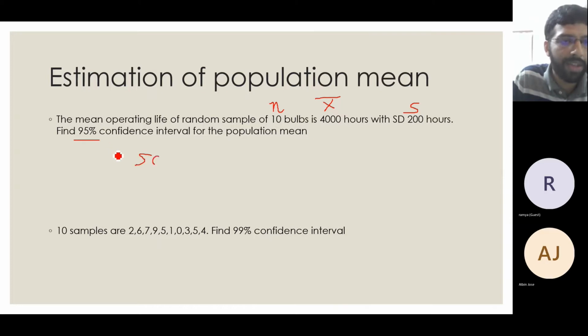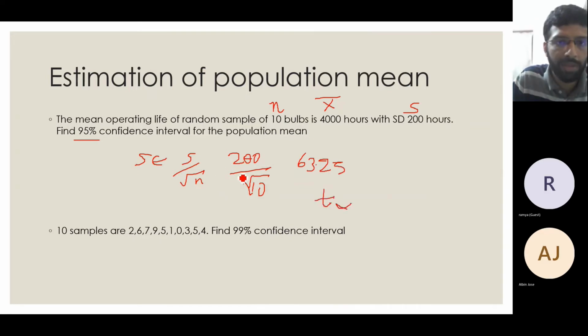So again, same case, the standard error I will compute is 200 by root 10. That is equal to 63.25 something. Then I have to find my t alpha by 2, so 5%, so t of 2.5%. With the degrees of freedom also I have to find. Degrees of freedom, with 10 samples here, is n minus 1, which is 9. So I will find the value corresponding to 2.5%, degrees of freedom 9.